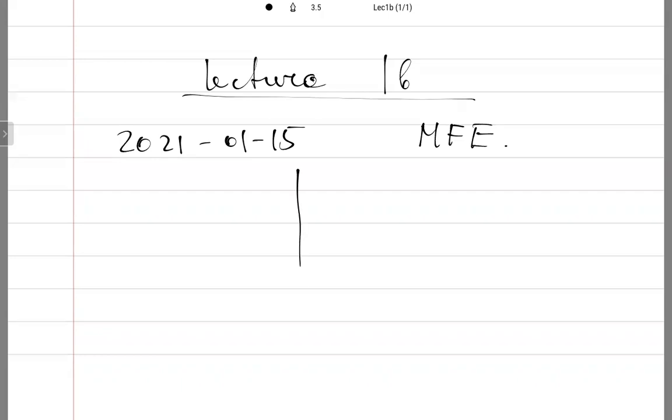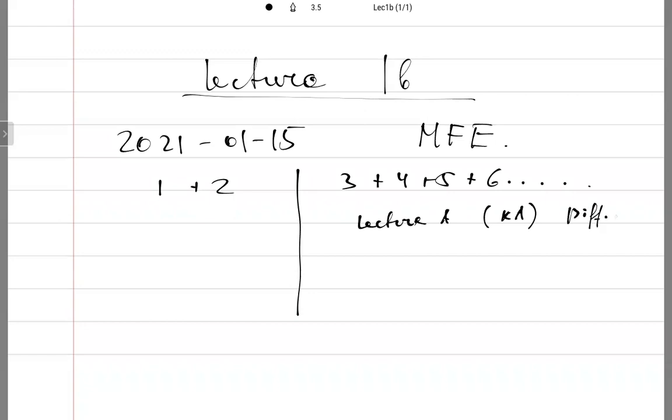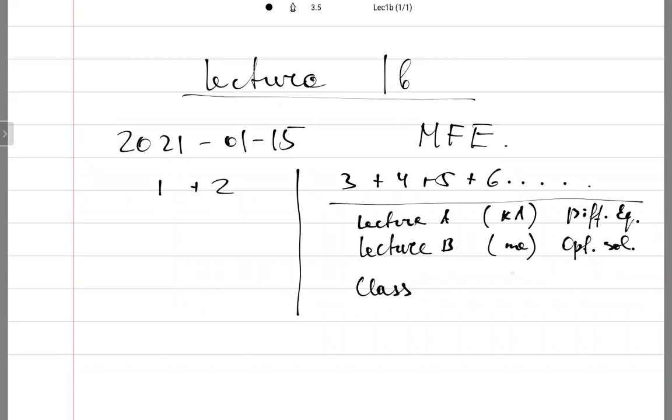But basically, we have groups number 1 and 2 and groups 3, 4, 5, 6, and so on. Basically, here you will have a lecture, let's say A, by Kirill Alexandrovich Bukin, that will be about differential equations, and lecture B by me, that will be about optimal solutions, optimization, derivatives, and so on. And there will be only one class every week, lecture A, lecture B, and one class, and we will cover both differential equations and optimal solutions, okay?